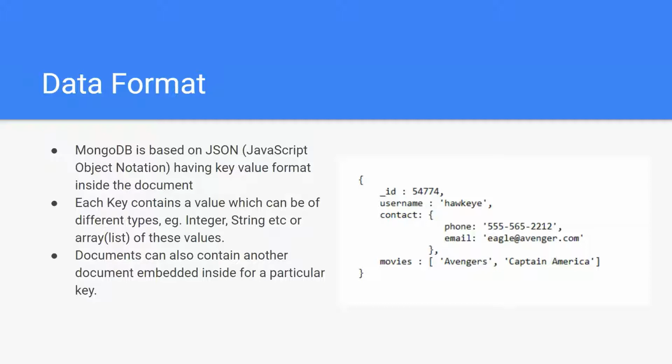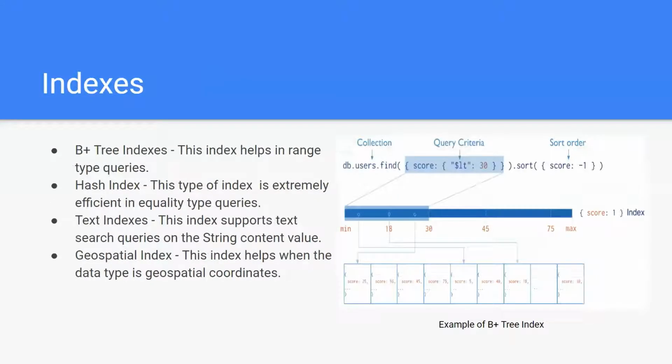We can see in this example, we have strings, integers, lists, and even another object inside one key value pair. In the next slide, we'll see about indexing in MongoDB.